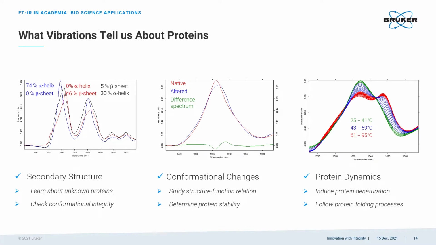Finally, it allows us to study protein dynamics. So if we induce protein denaturation by stress factors, this can be followed online, and we can also see protein folding processes like they occur in reactions, also as shown earlier in this presentation.